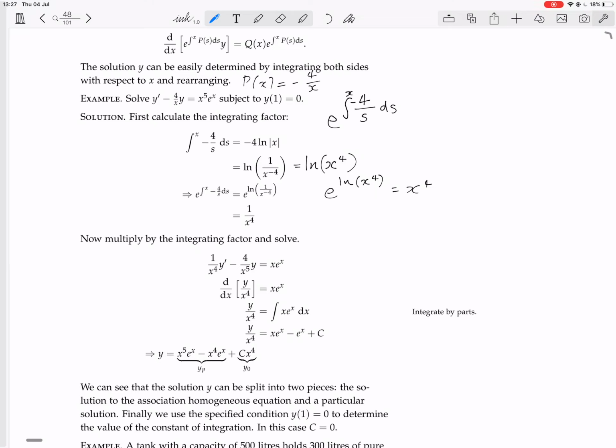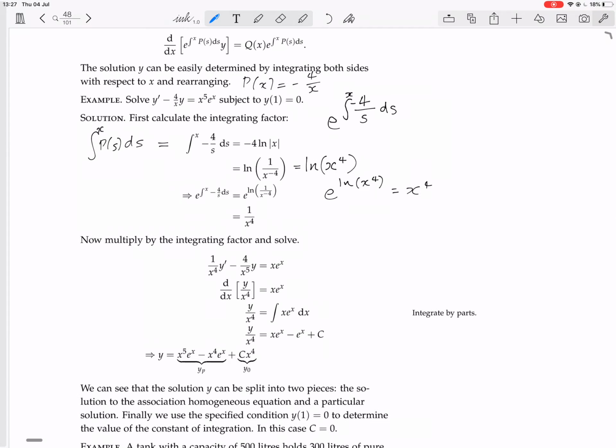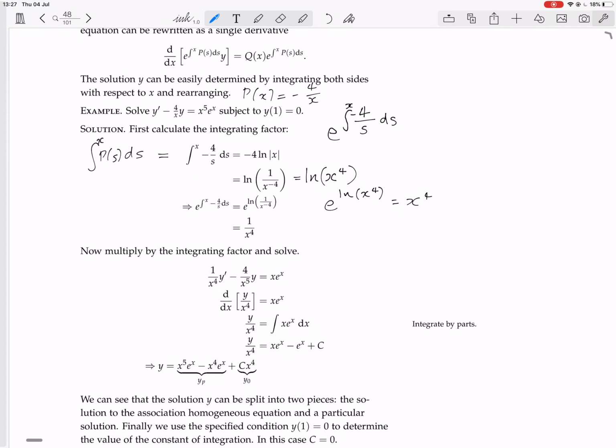So our integral here is the integral of p(s), it's minus 4 over s ds. So you integrate that, you get minus 4 ln absolute value of s, evaluated from some constant, unimportant constants, to x. So you need to sub the x in. So you have minus 4 ln absolute value of x. And you can bring the minus 4 in here, and you have absolute value of x to the minus 4.